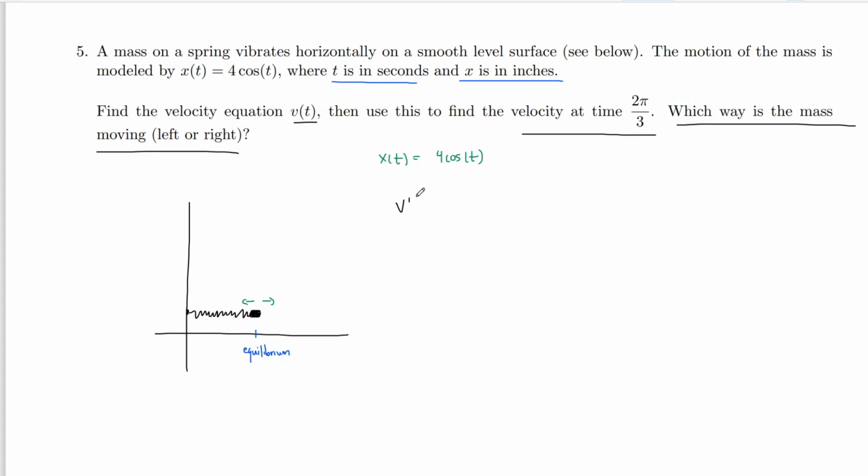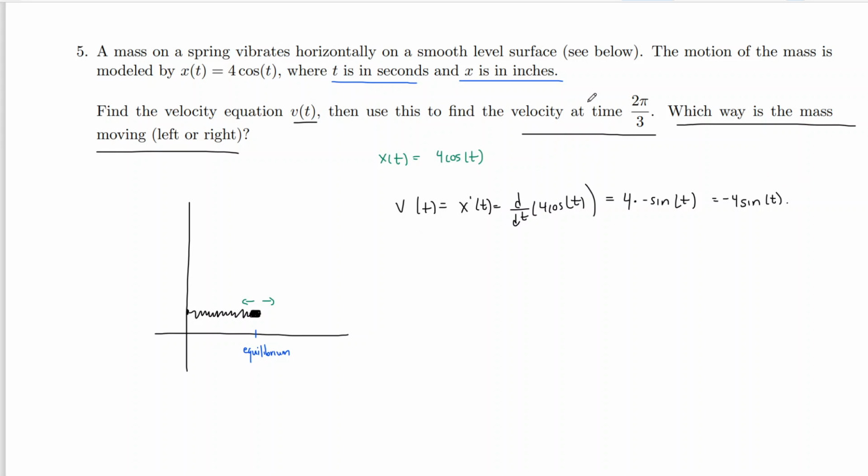All right, so velocity v of t is just the derivative of our function, x prime of t. And what's the derivative of 4 cosine of t? Well, this one is pretty straightforward. The number 4, we know it's going to stick around, and the derivative of cosine of t is negative sine of t. So that's all we have. And because we're going to be using this equation, let's just simplify it. This would be negative 4 sine of t. All right, so that's our velocity.